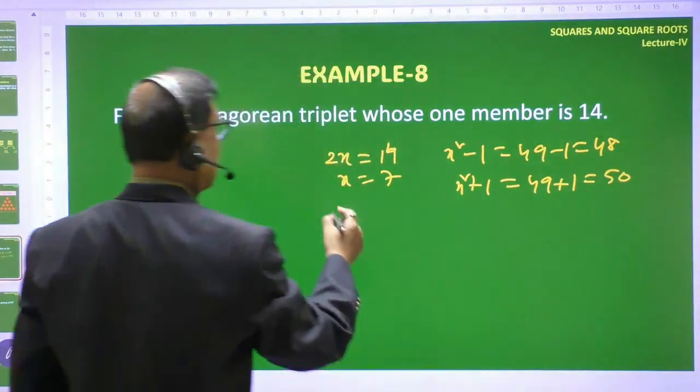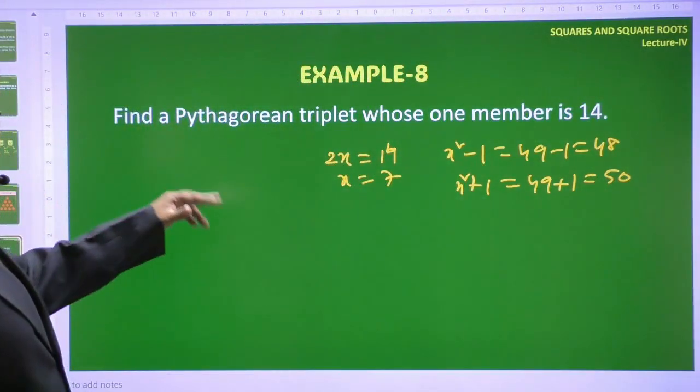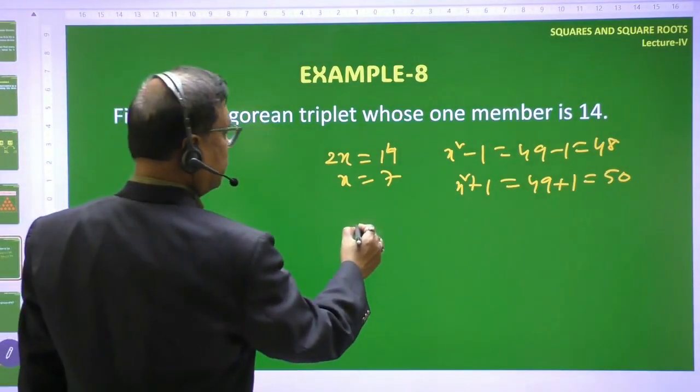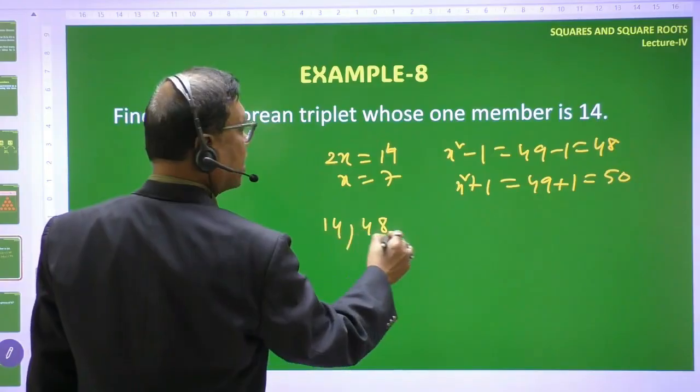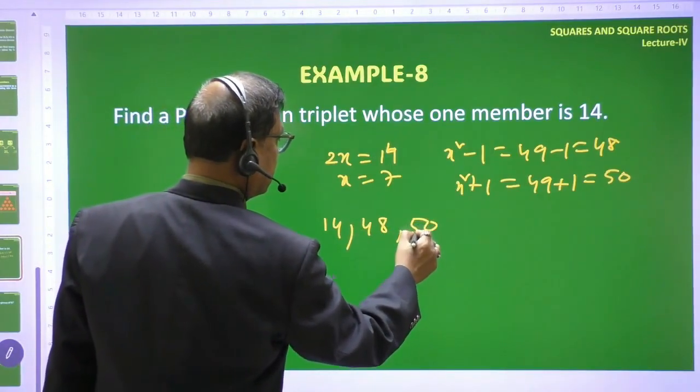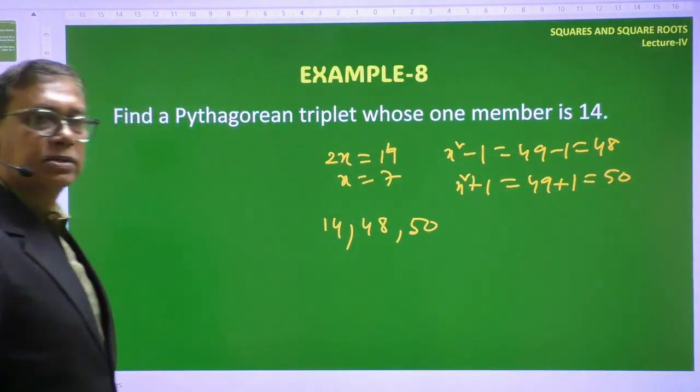So the Pythagorean triplets are 48, 14 and 50. These are the Pythagorean triplets. Clear?